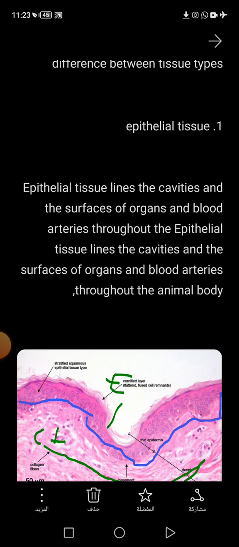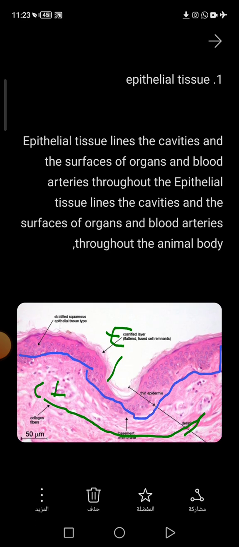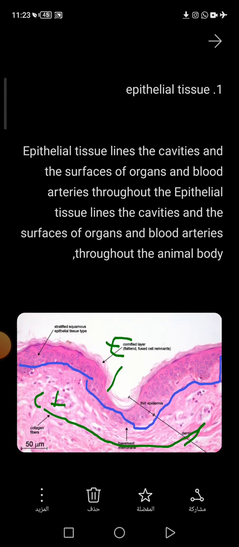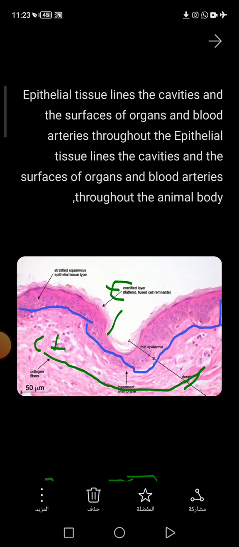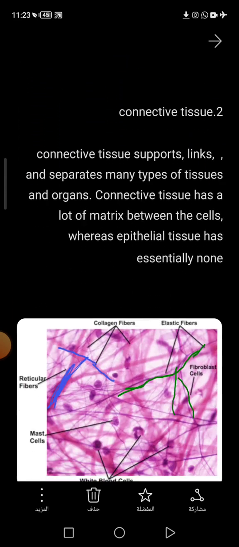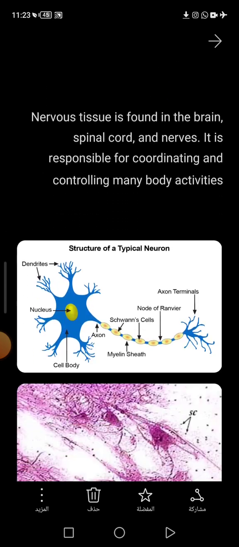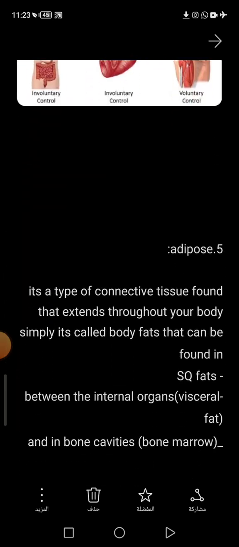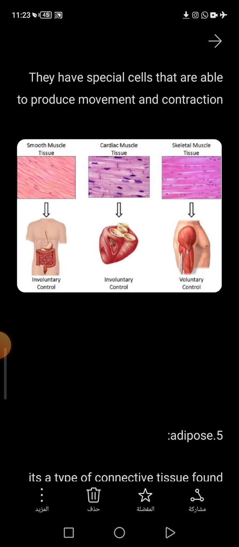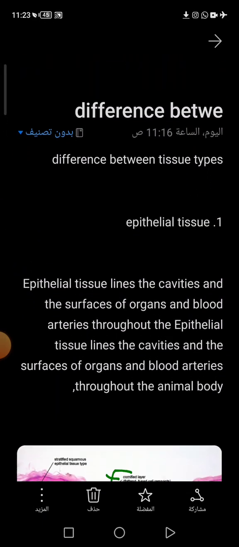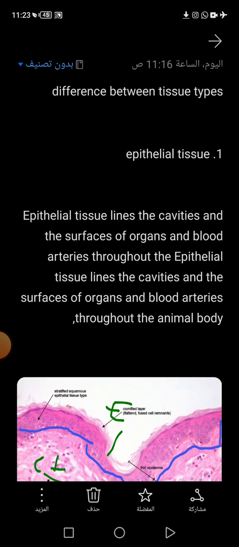Today I'll explain about the types of tissue. We have five main types of tissues in our body: epithelial tissue, connective tissue, muscular tissue, nervous tissue, and at last adipose tissue. First we have epithelial tissue.